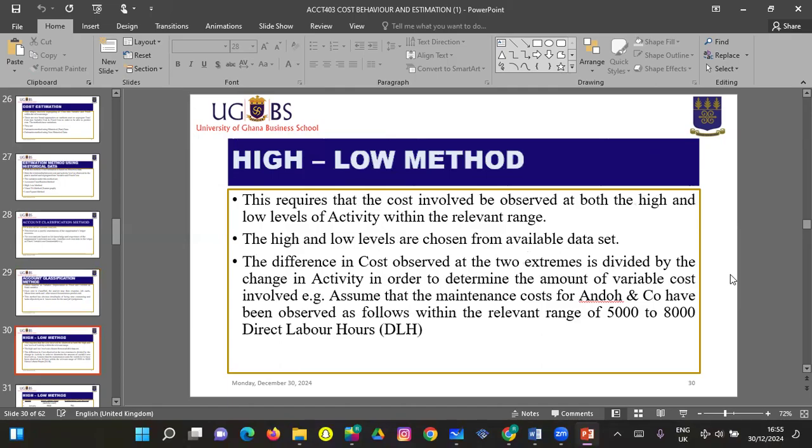So now we are on the high and low method. The high and low method will look at the highest activity level and also the lowest activity level. Then what the high and low method will do is use the highest activity level to locate the cost associated with it, and then the lowest activity level to also locate the cost associated with it.